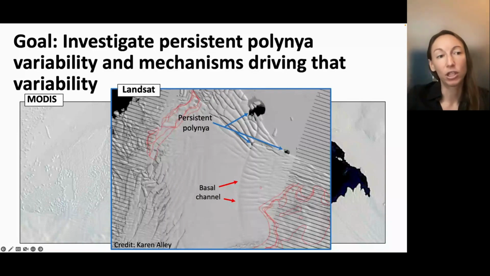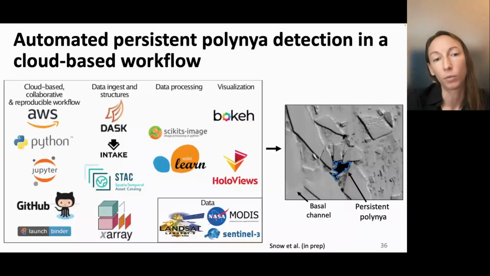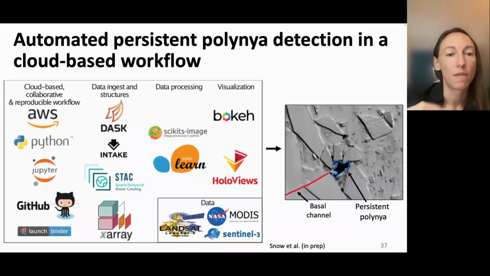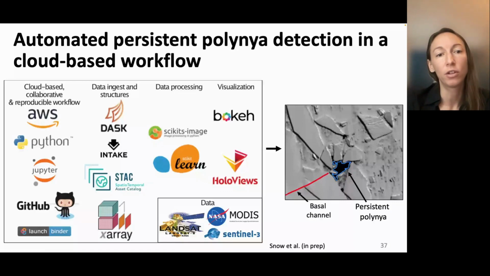And we're automating the detection of these using a cloud-based workflow and machine learning. And we're using Landsat, MODIS, and Sentinel data, so it's being fused to get at basically an outline of these persistent polynyas. And we're using information such as the fact that it occurs at the end of these channels and at the front of the ice shelf to be able to improve detection.